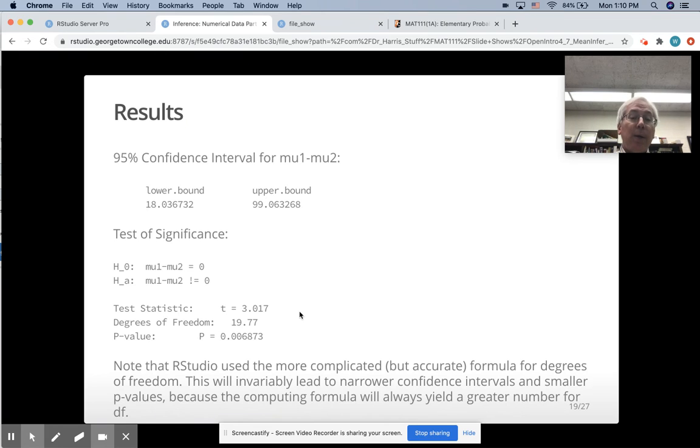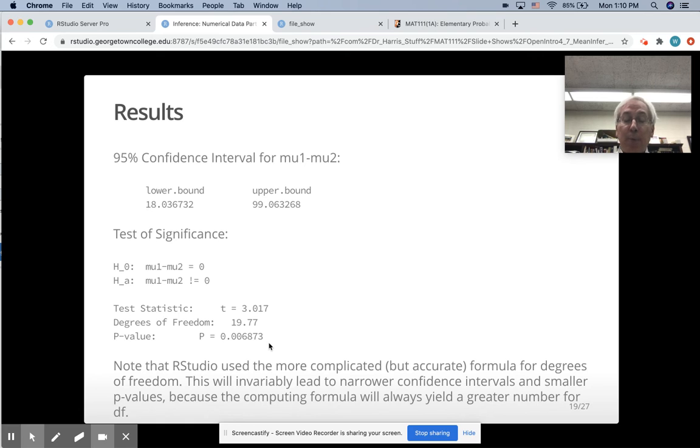And so our confidence interval is a little narrower. It goes from 18 to 99 this time, and our p-value is below 1%, about 0.7% this time. We'll draw the same conclusions. We'll reject the null hypothesis again, but I just want to point out that with a different number of degrees of freedom, we're going to get slightly different results from t-test GC in this two population case.